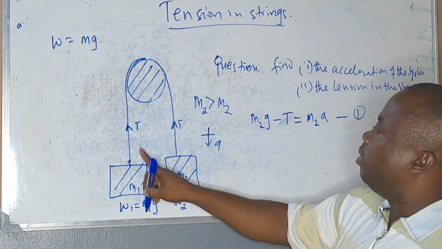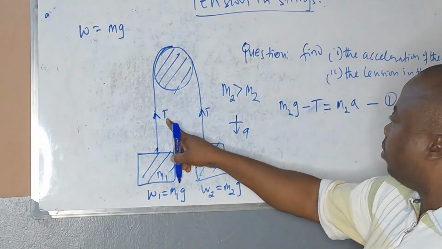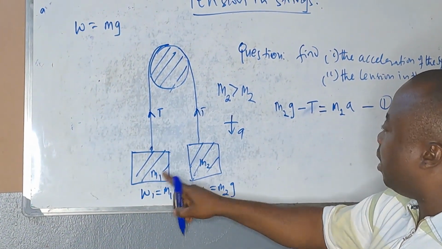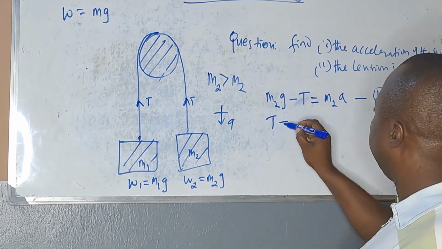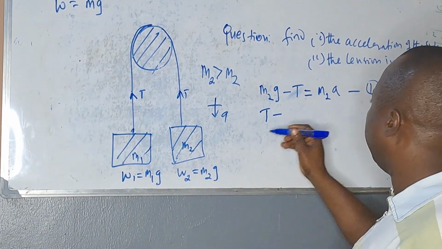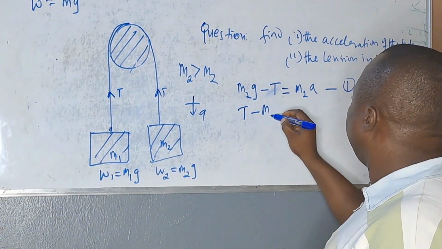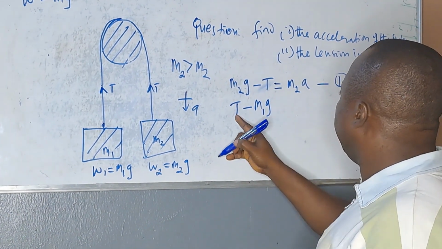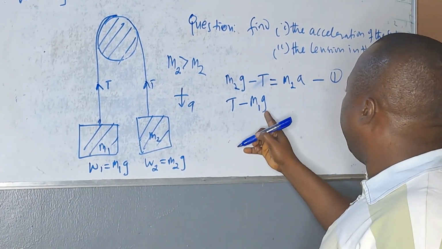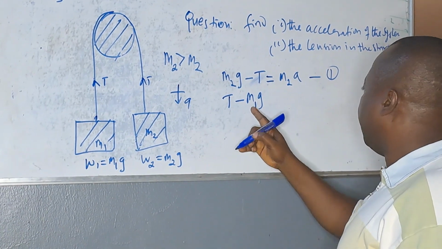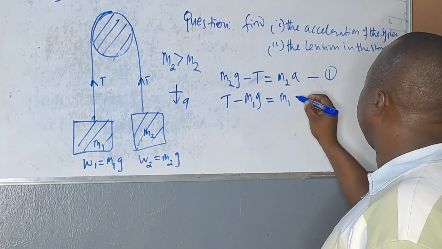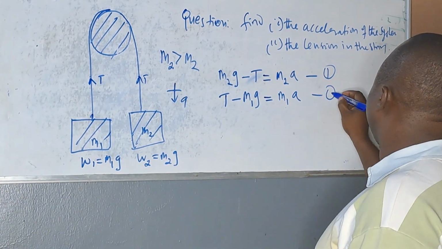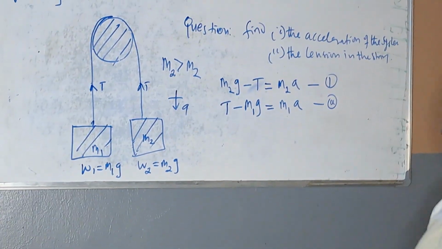Now, because the direction is in this motion, it means tension T is greater than M1G. So tension with respect to M2 being greater, minus M1G, so that tension and this term, which is weight, will be dimensionally the same, equals M1 multiplied by A. That forms our equation 2.